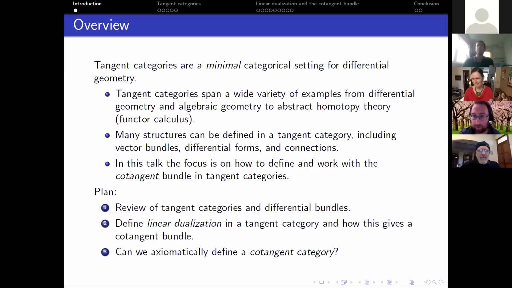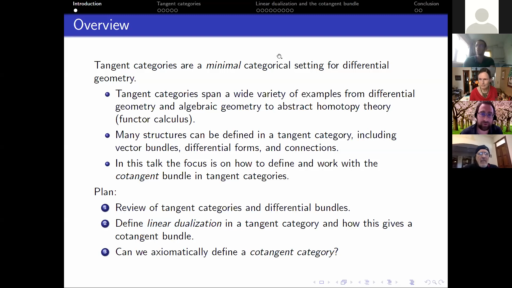Tangent categories are a minimal categorical setting for differential geometry. Synthetic differential geometry is one of the first ways of exploring differential geometry via category theory. In some sense, that's the nicest setting for differential geometry. It's really taking the ideas of a lot of the original differential geometers and making them precise in a nice categorical way. Tangent categories are a different approach, where we're looking at what is the smallest categorical structure we could have so that our categories could do differential geometry.